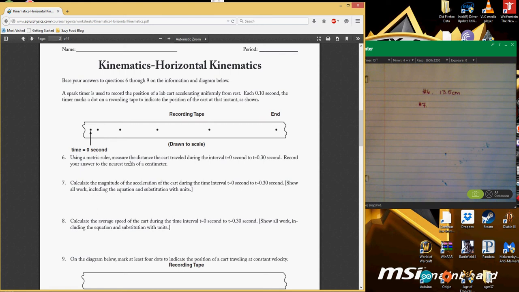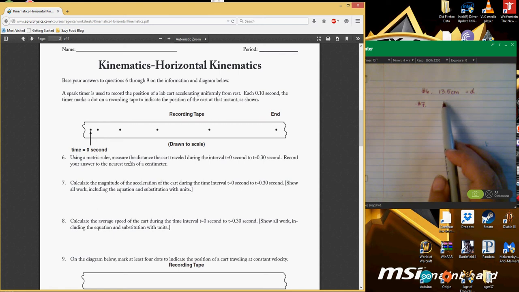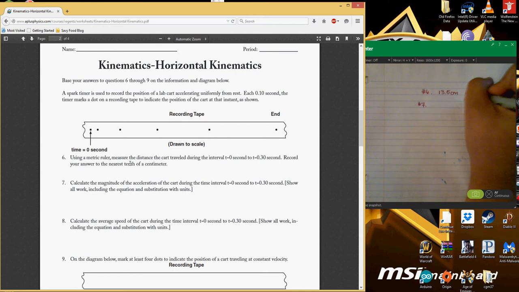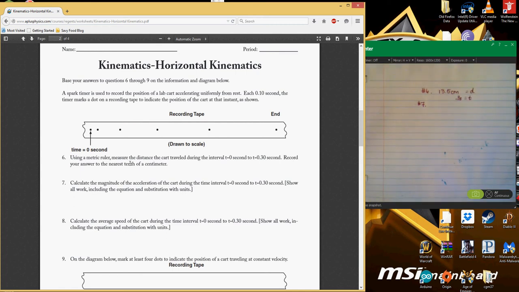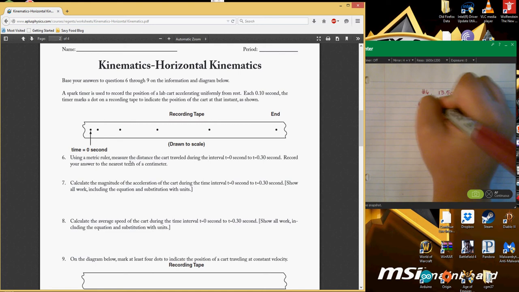Next is the horizontal kinematics. You did a lab that was over this, where you had your ticker tape timer and you had to measure out the times and graph them. For question number 6, it says use a metric ruler to determine the distance traveled during the time interval from time equals 0 to time equals 0.3 seconds. Record your answer to the nearest 10th of a centimeter. If you measure the entire distance from 0.5 to the end, you would have gotten 13.5 centimeters. And that's the distance that it traveled.